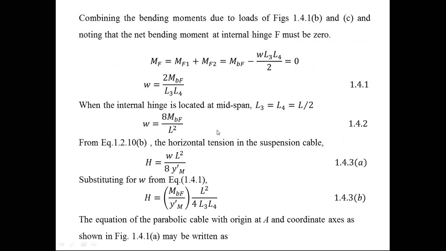Suppose the third hinge will be kept at a distance L3 from the left hand support. If kept at mid span, L3 and L4 become L/2, then the W formula will become 8 MBF by L square. So the horizontal equation, we already know: H is equal to WL square by 8 Y dash M. In this equation I substitute the W value.